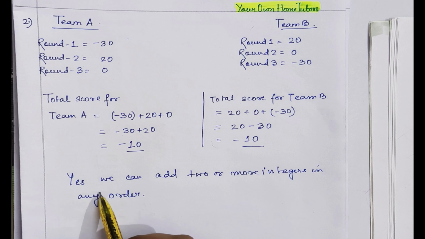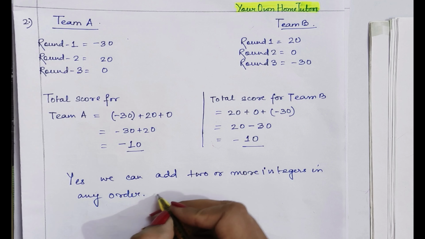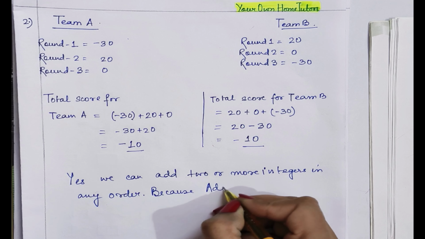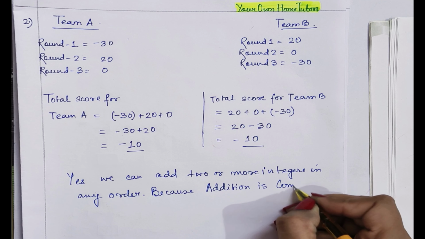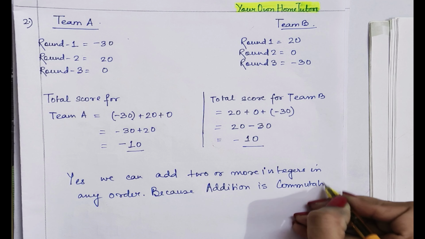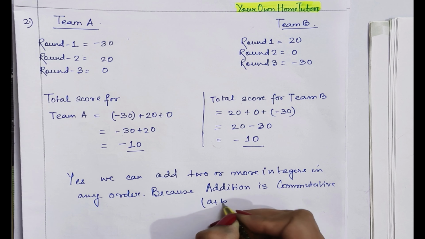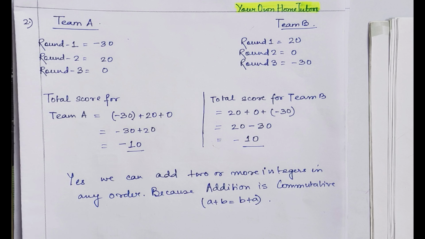You can write in your answer script like, yes, we can add 2 or more integers in any order because addition is commutative. And by mentioning commutative, you can write the law which we were writing, like a plus b will always give me an integer which is equal to b plus a.